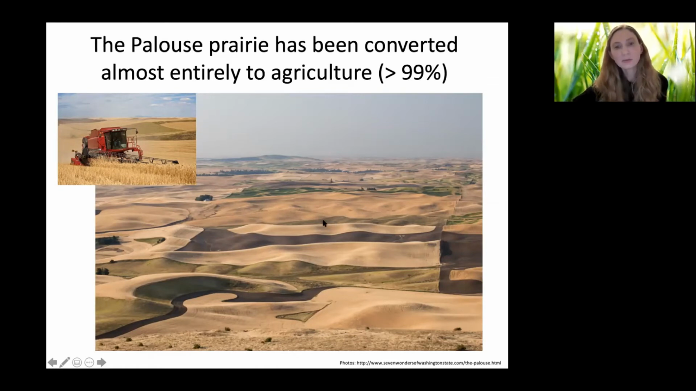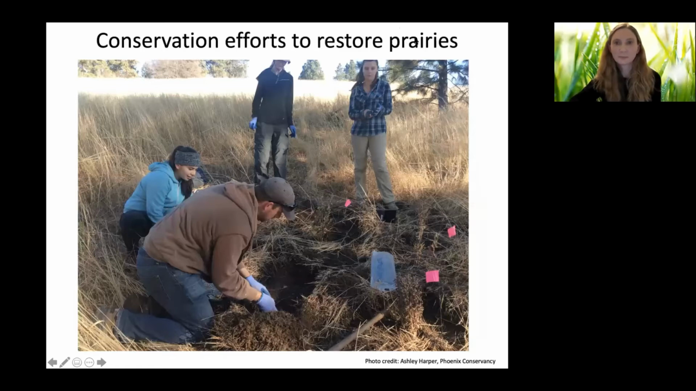And because the remaining remnants are so small and fragmented, people have really been focusing on restoration efforts. But there are some challenges that come with some of these conservation efforts. So here's a project I was working on with some members of Phoenix Conservancy, where we were doing a native planting out near Smoot Hill.